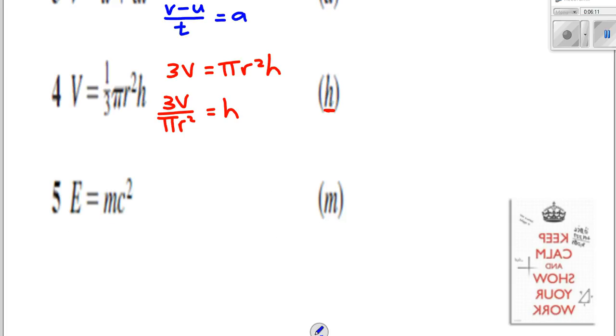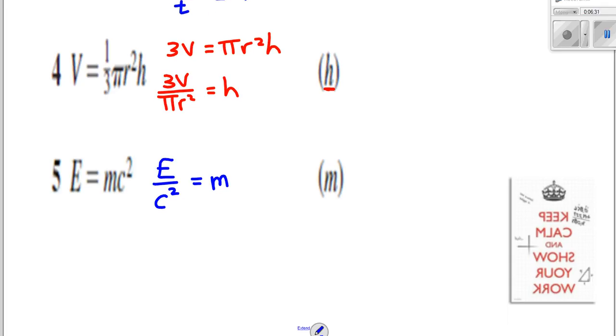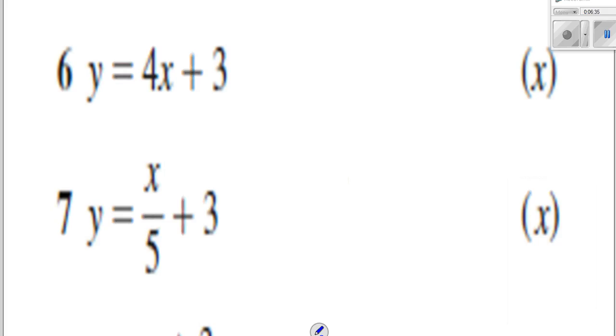Okay, m as the subject. To find m as the subject, it's pretty easy. We just need to divide off this thingy here. So divide both sides by c squared. We can go e over c squared, then we can divide the right side by c squared and we'll get m. Same thing, you could write m equals e over c squared. That's also totally fine. So not too many steps in the ones on this page, but on the next page there might be some more.